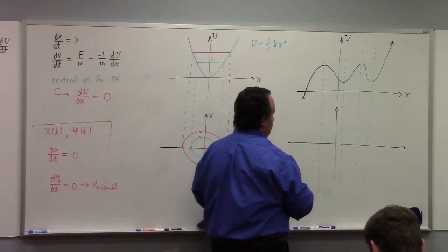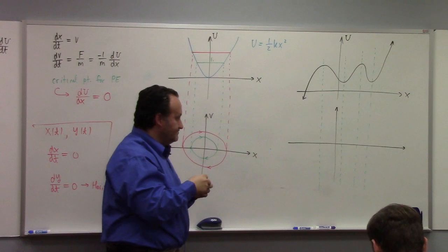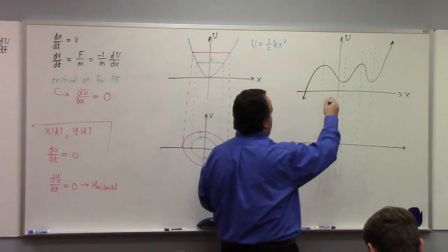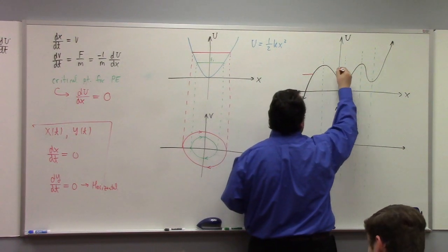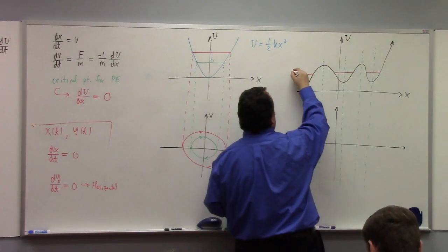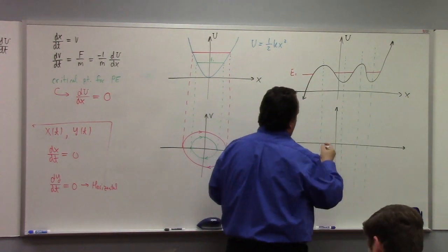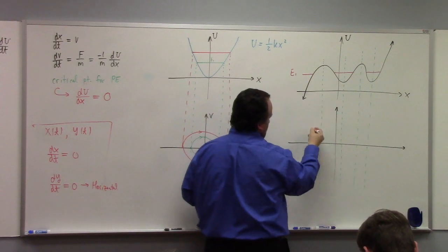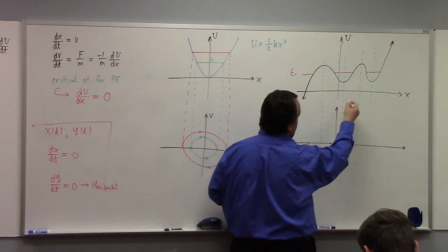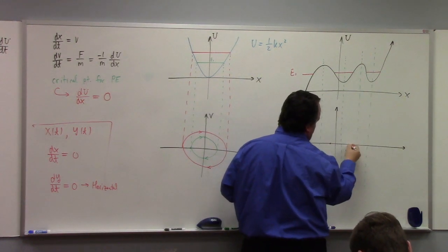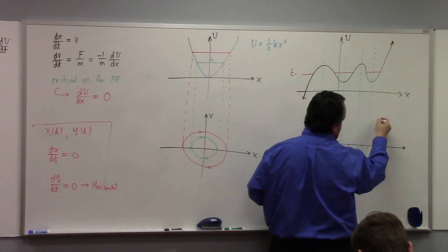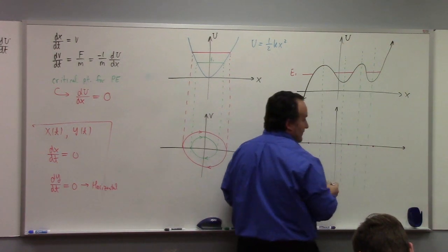So these are the critical points. And so let's just start out with something. I'll do an interesting one, this one right here. So let's say that's energy E1. So dropping it down here, I get this point, I get that point, I get this point, I get that point. These are the places where the velocity is 0, right? Because that's where the potential is equal to the total energy.